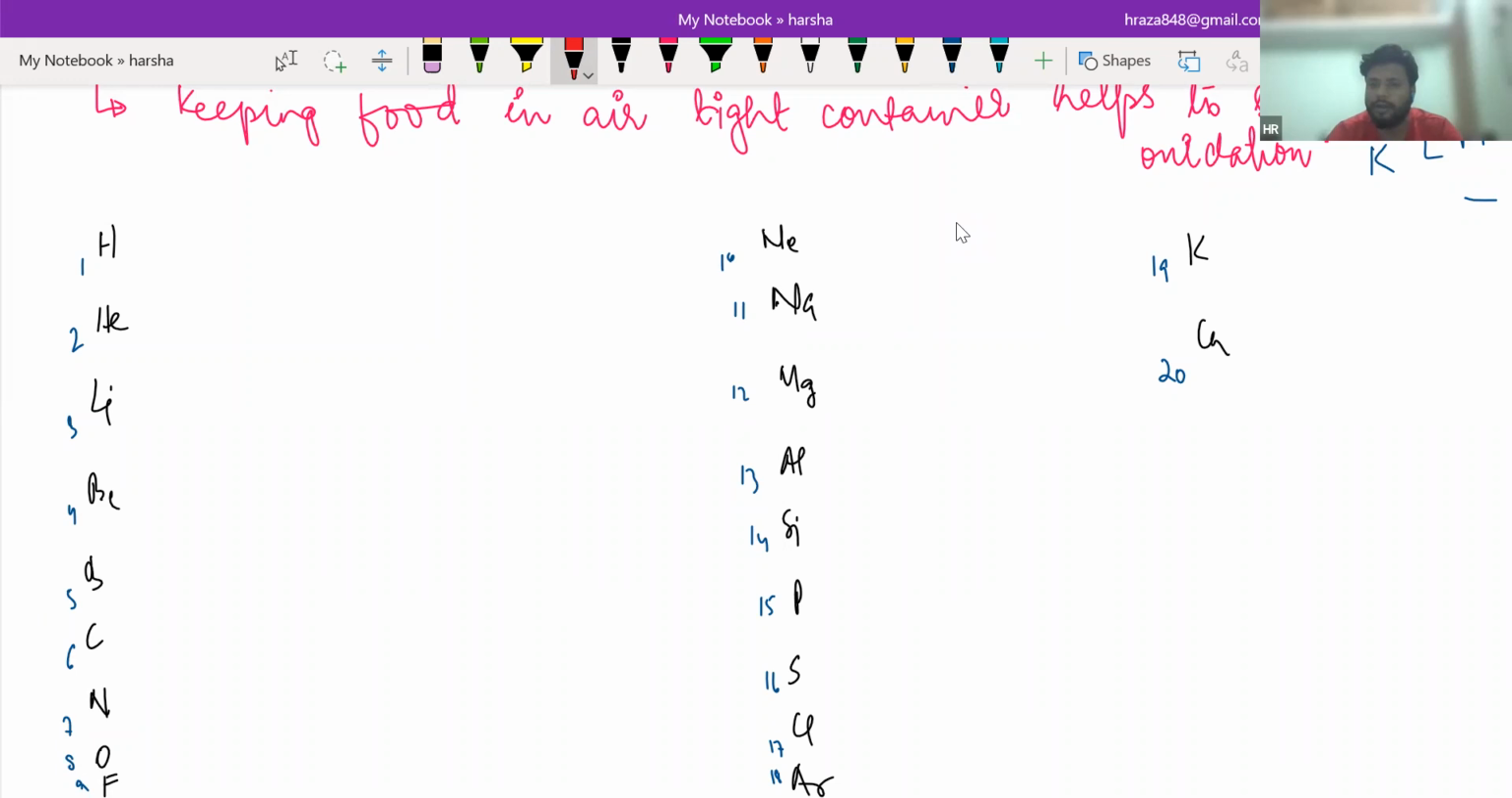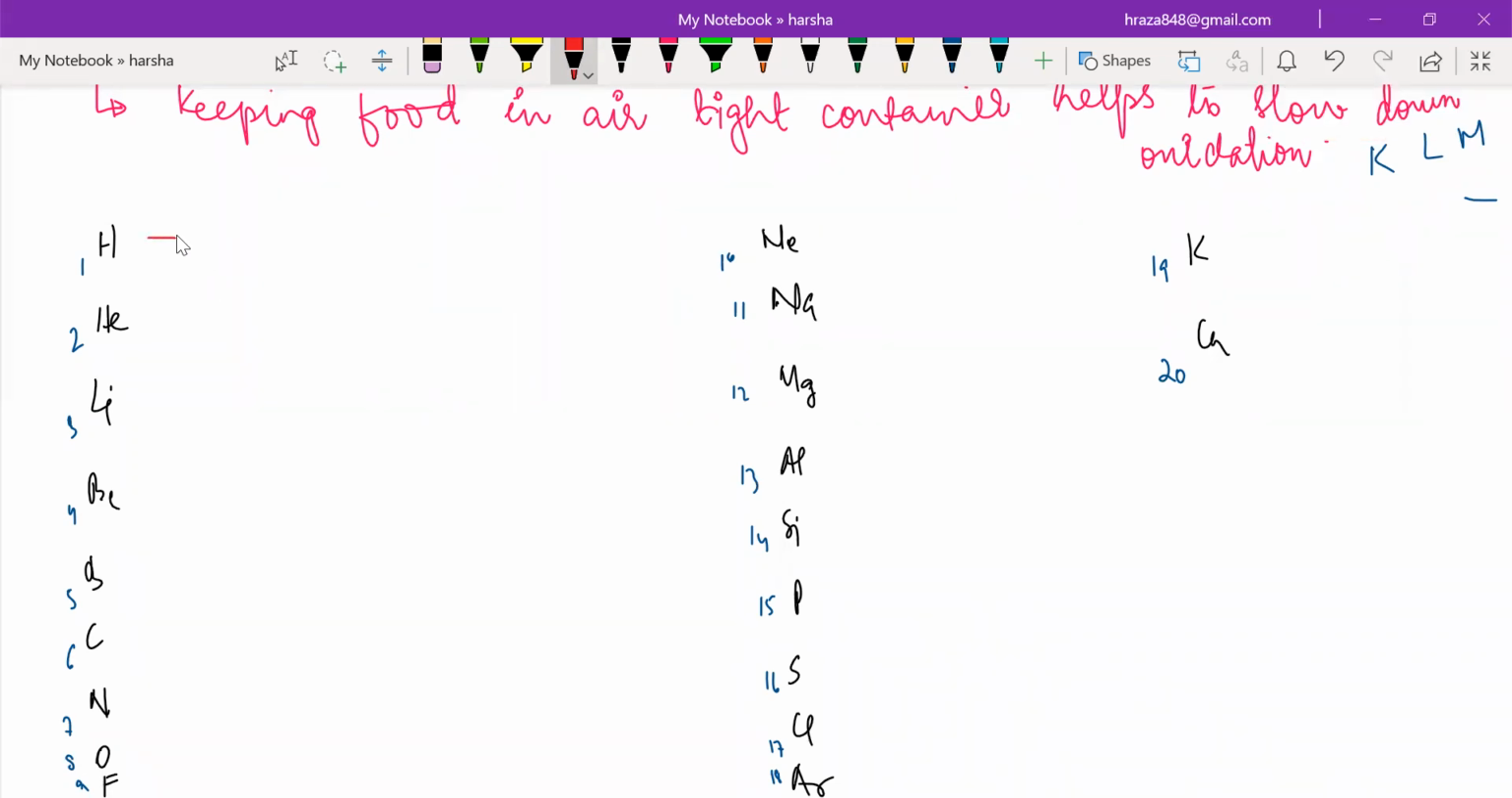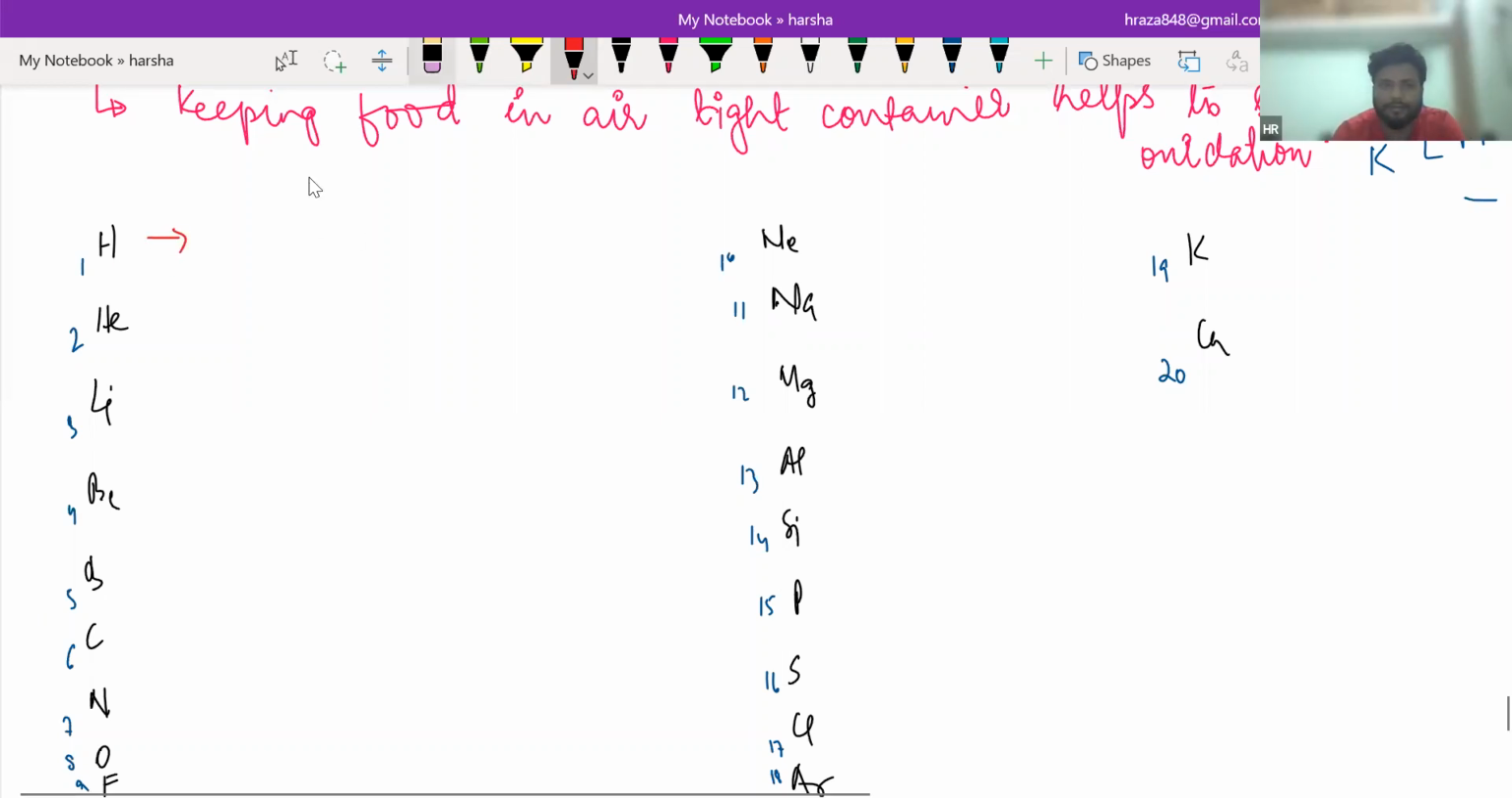Did you know about it, everyone? Whatever is the atomic number, that will be equal to the number of electrons if it is neutral. Now see, if you are going to write the configuration of this, atomic number 1 will have only 1 electron. So you also have to know something.